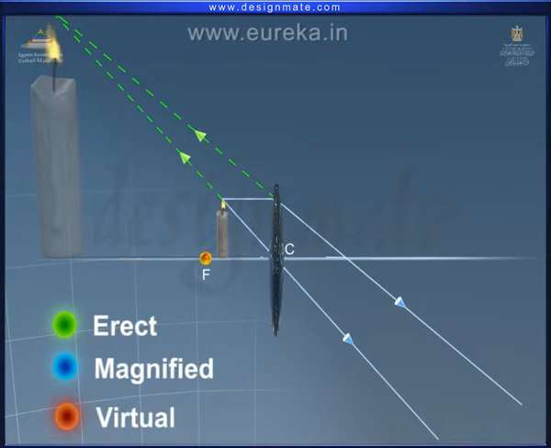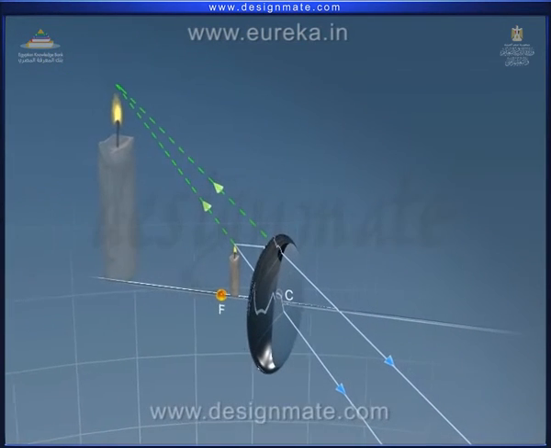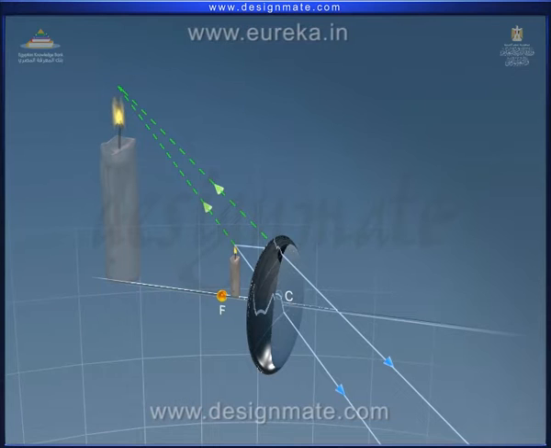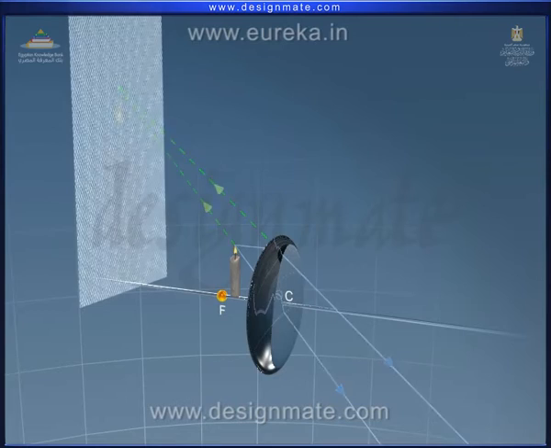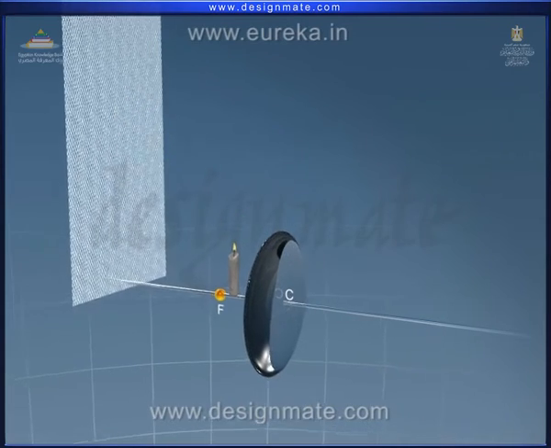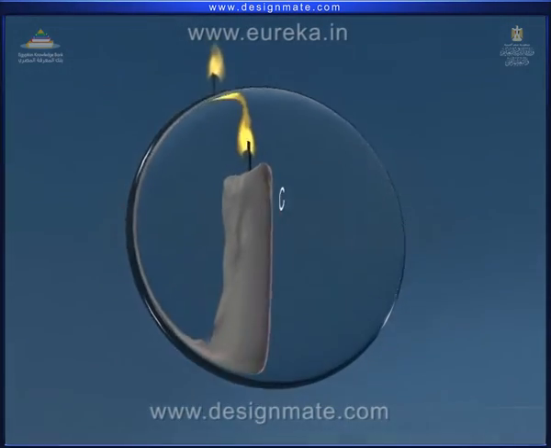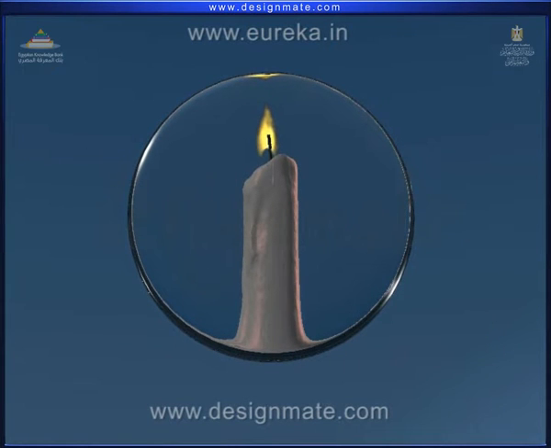In such a case, the object and the image are on the same side of the lens, and hence it is not possible to get the image on a screen. The image should be observed from the other side of the lens.